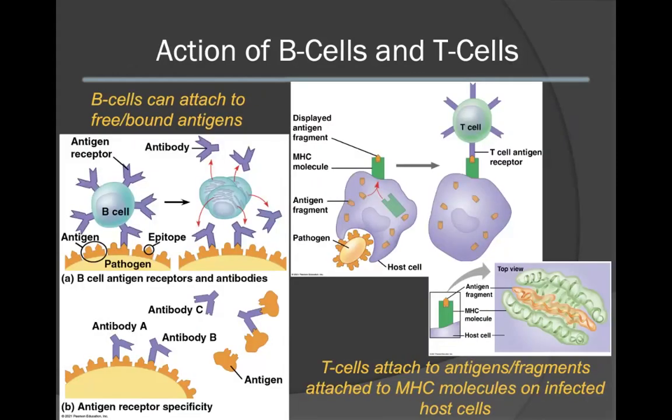Also note that B cells and T cells differ with respect to their mode of action. T cells attach to antigens or fragments of the antigens that are attached to MHC, or major histocompatibility complex, molecules that are present on infected host cells. Thus, they have to have cellular contact. B cells, on the other hand, can attach to either free or bound antigens. Thus, they do not necessarily have to have cell-to-cell contact. They can also interact with the free-floating antigens that are circulating within an area.